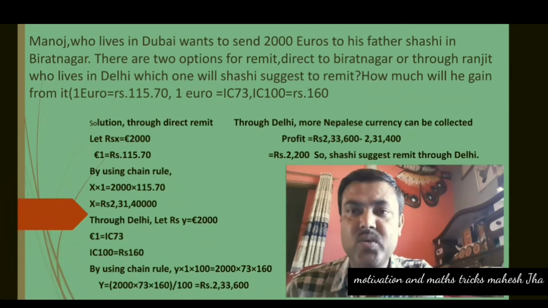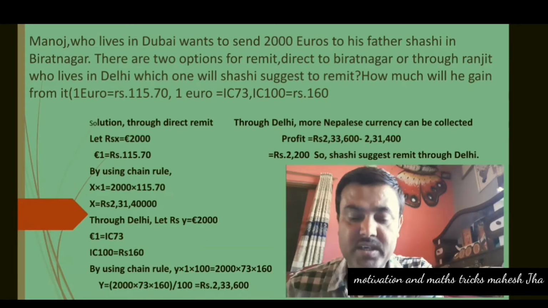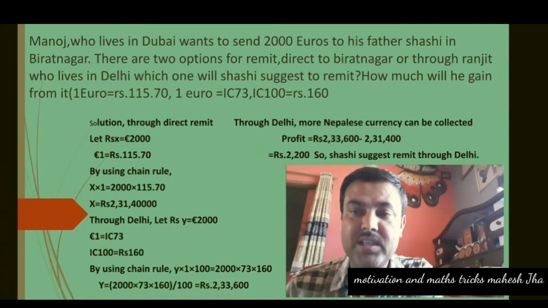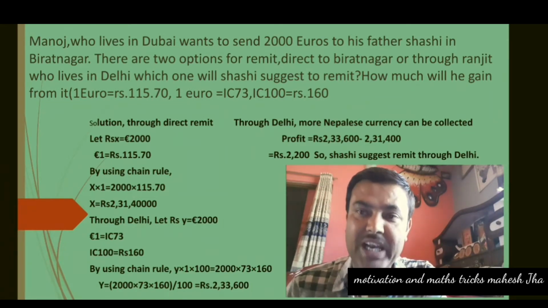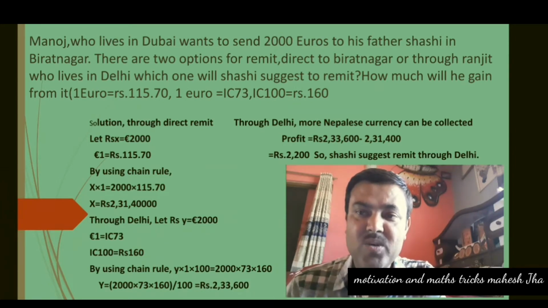By using chain rule, y into 1 into 100 equals 2000 into 73 into 160, which gives y equals 2,33,600. It means through Delhi 2,33,600 more money can be collected. So we suggest he send money through Delhi, and in this transaction he gains 2,200. Thank you.